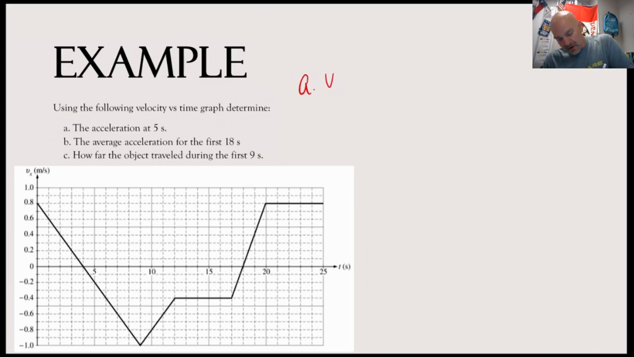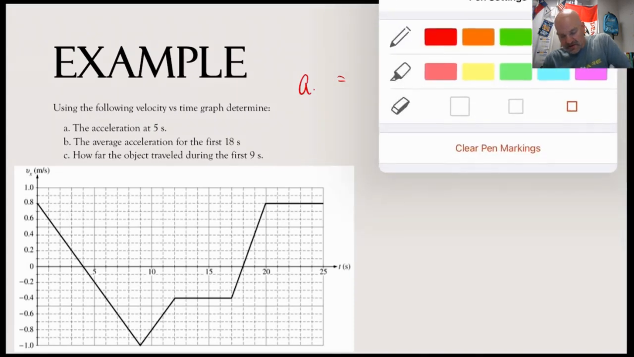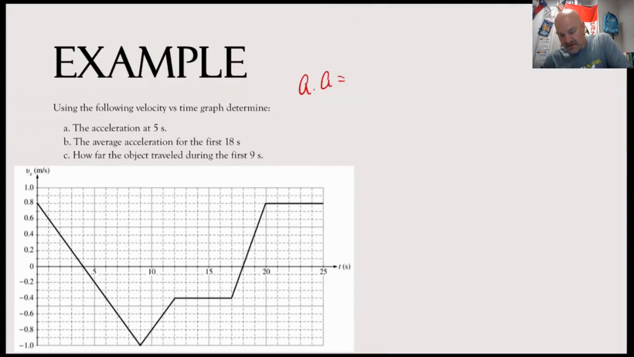Okay, so part A, we're going to find the slope. Oh, sorry, this should be an acceleration, not a v. So it should be acceleration equals delta v over delta t. And again, look, delta y over delta x. That's our math representation. So I'm going to find, right, the slope.